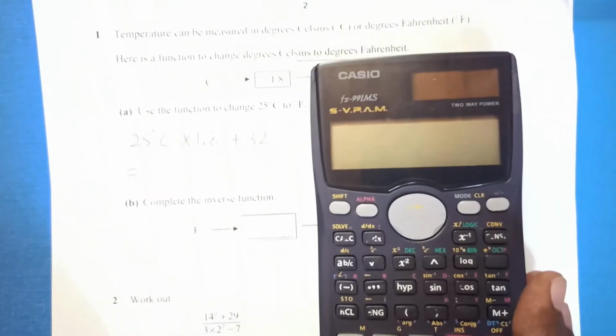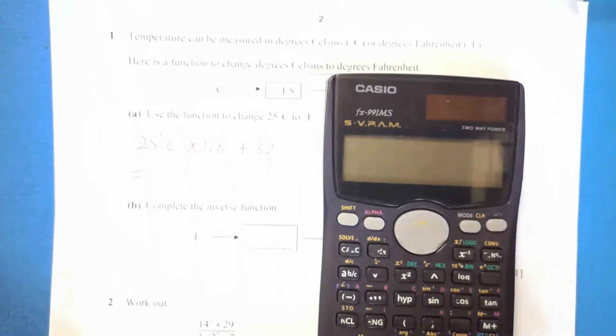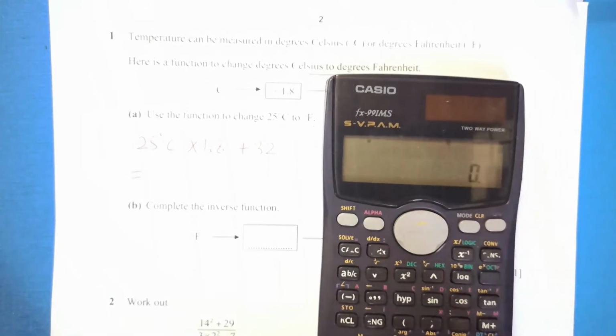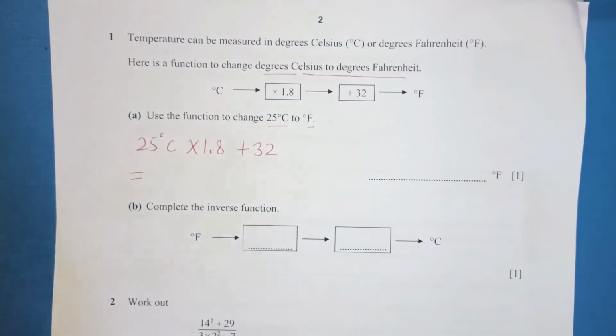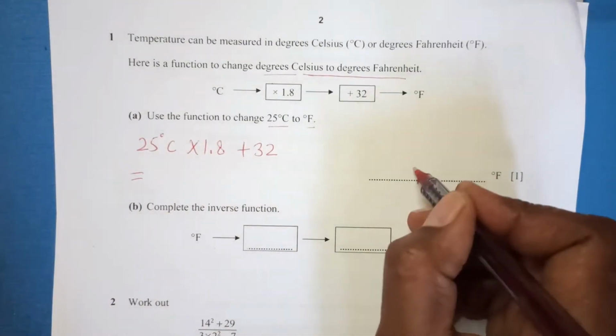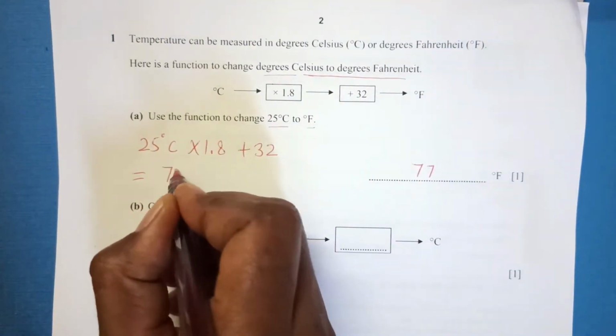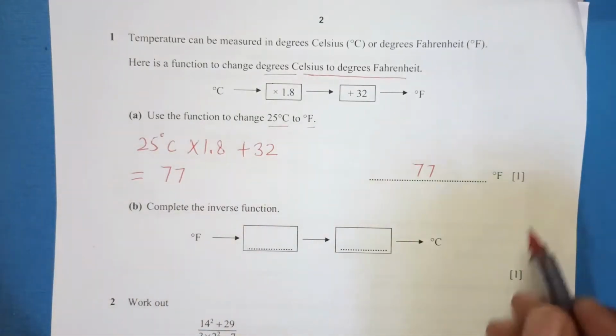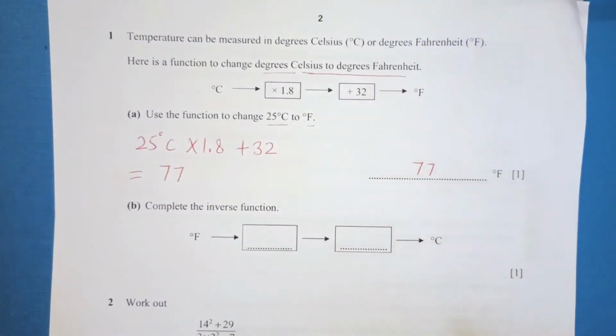So let's see by using the calculator. 25 times 1.8 gives you 45, plus 32, which is 77. So the answer will be 77 here. 77 degrees Fahrenheit, already given to us.